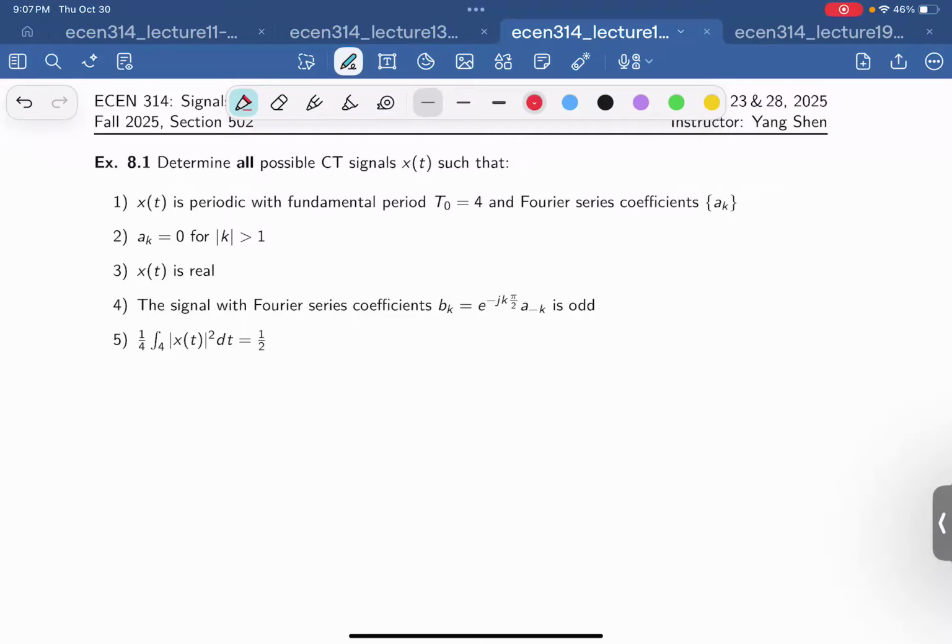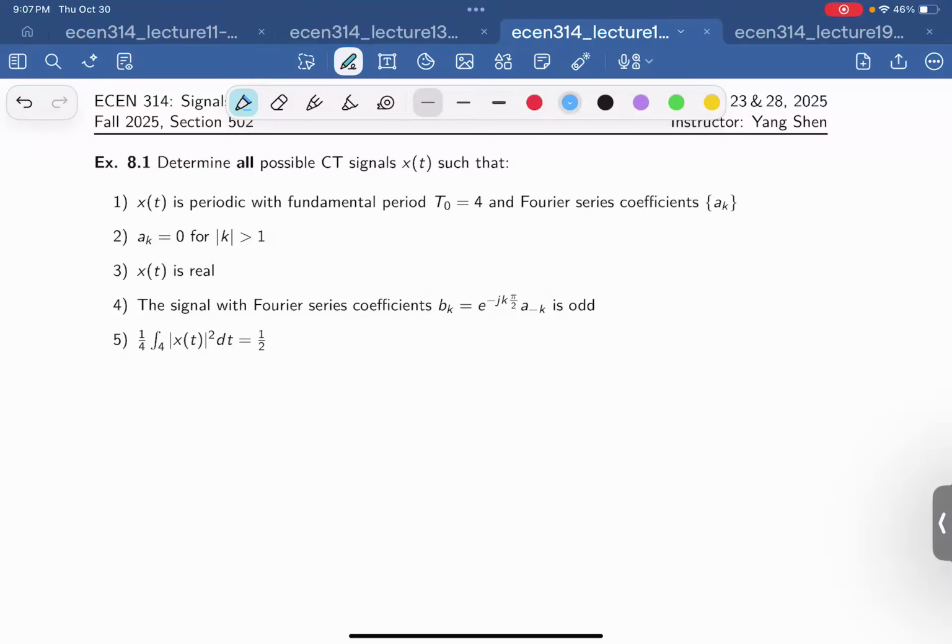So that's the first clue. So that means x of t can be represented by Fourier series, right? And the fundamental period T naught is given as 4, and the Fourier series coefficients are the set of a sub k's. This curly brackets means a set, okay? All right, so what can we get or derive based on this clue?